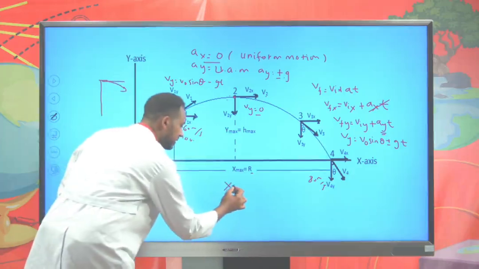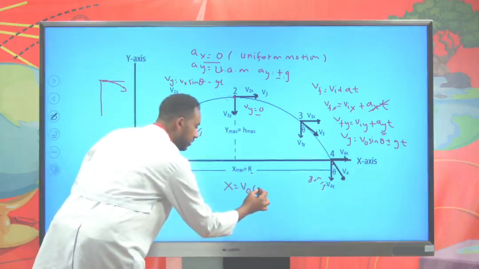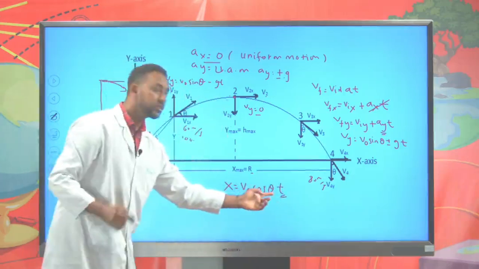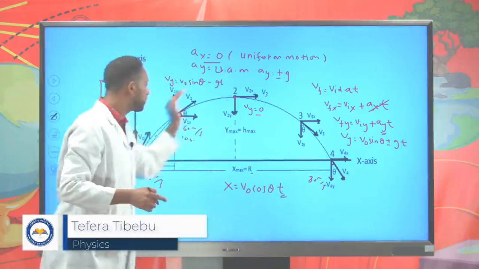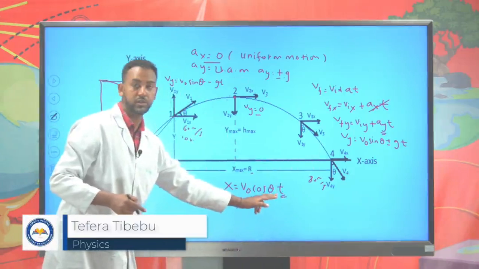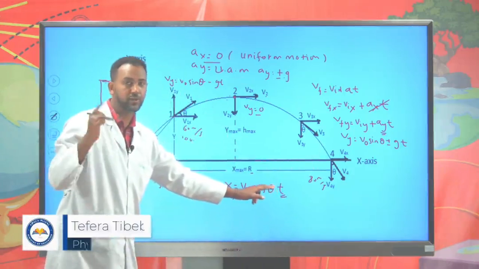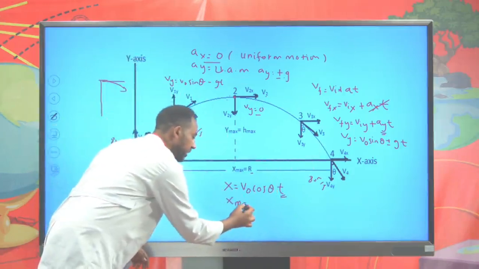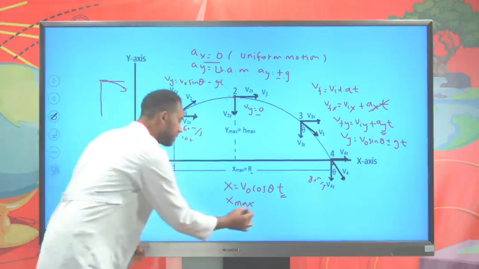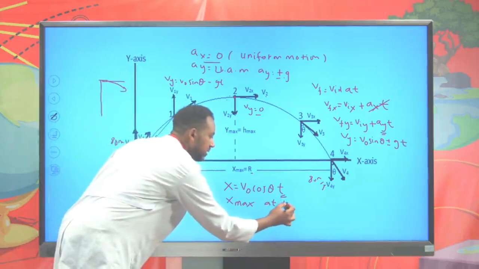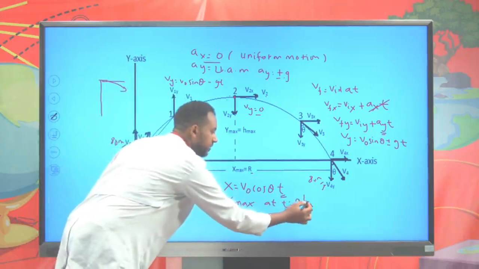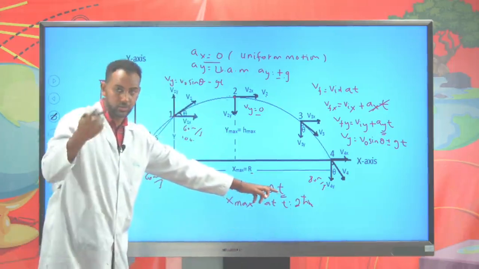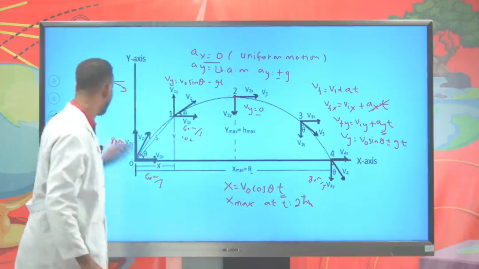So how do you determine the maximum possible horizontal projection? We know that x is generally given as V naught cosine theta times t. Here, if we substitute the total time of flight, which is twice the half-time flight, it's possible to find the maximum displacement or the range. So the maximum horizontal displacement is determined at time t equal to twice the half-time flight. Therefore, let's substitute twice the half-time flight.